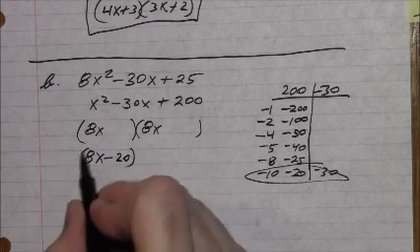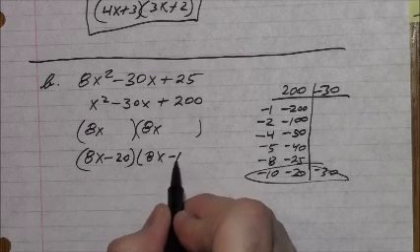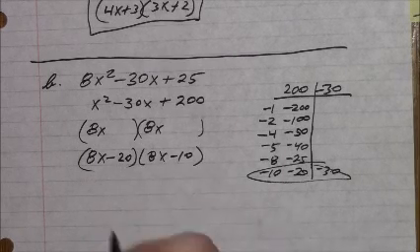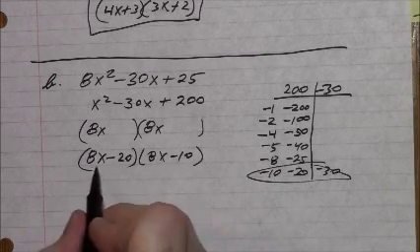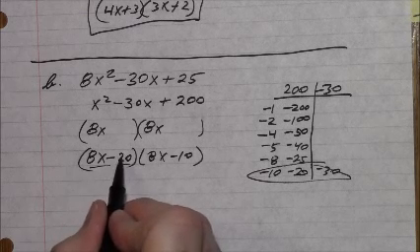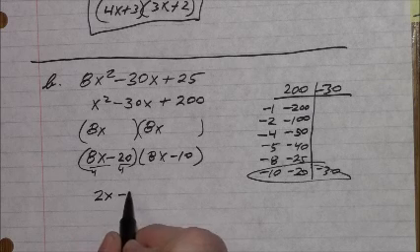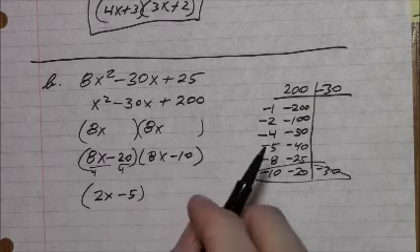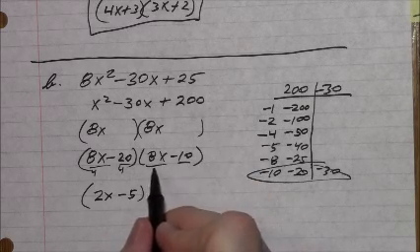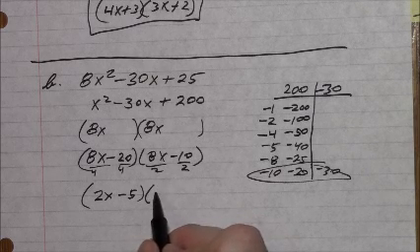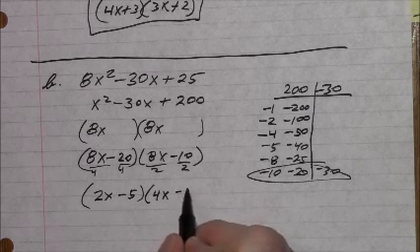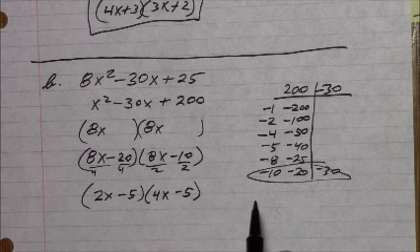8x minus 20, 8x minus 10, doesn't matter which one we put them in. Now, let's take out common factors. From both of these, I can take out a 4. I would get a 2x minus a 5. Both of these, it looks like I can only take out a 2. So I'm going to get a 4x minus a 5.